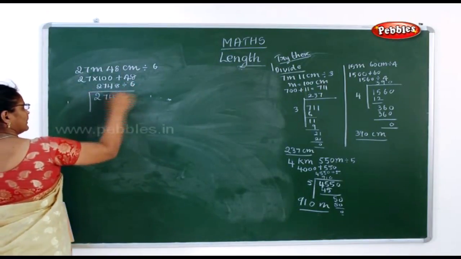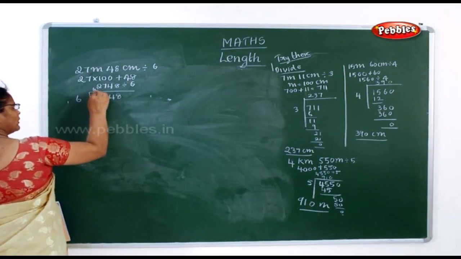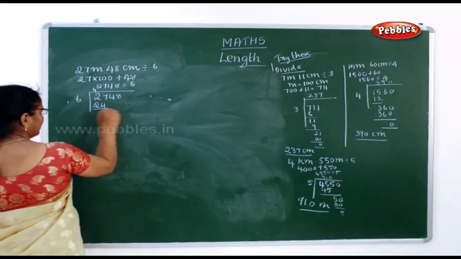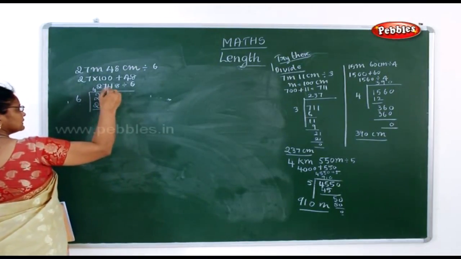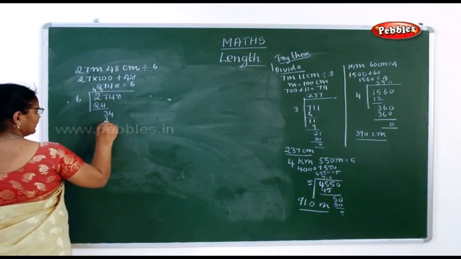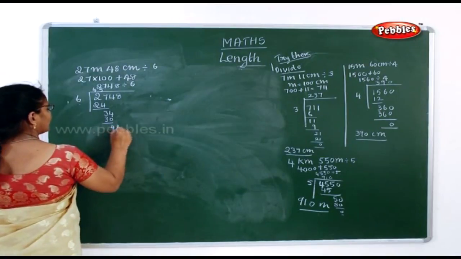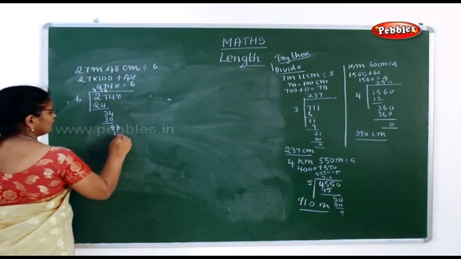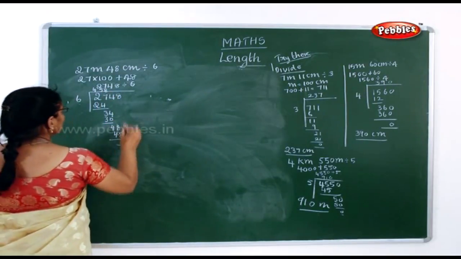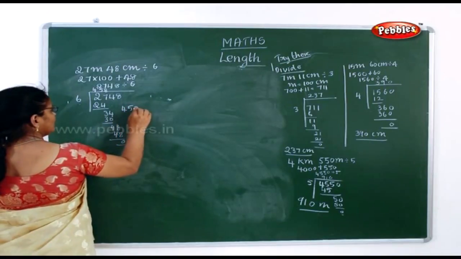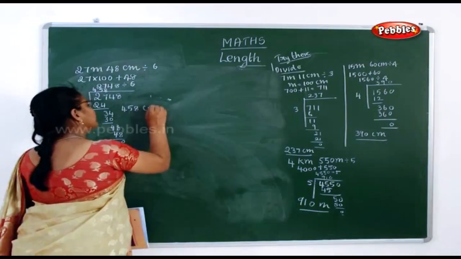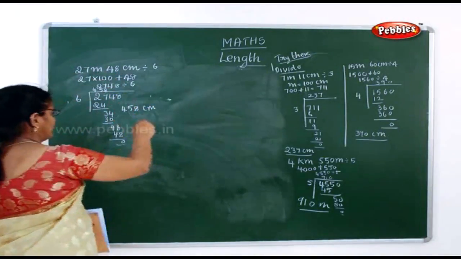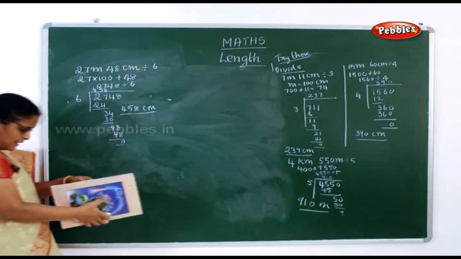2748 divided by 6. 6 4s are 24. Now you will have, what is it? 3 4. 3 4 means 6 5s are 30. Very good. 4 8. Here you will write 6 8s are 48. So what is the answer here? It is 458. What is it? 458 centimeter, because you are converting this meter into centimeter. So it is 458 centimeter.